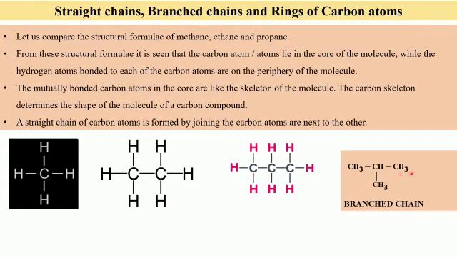Here in this formula you can see a branched chain. You can see that there are 3 carbon atoms which are in one straight line, but here one carbon atom has been attached to carbon atom number 2. So this is a branched chain of carbon. So these are the 2 types, that is straight chain and branched chain.